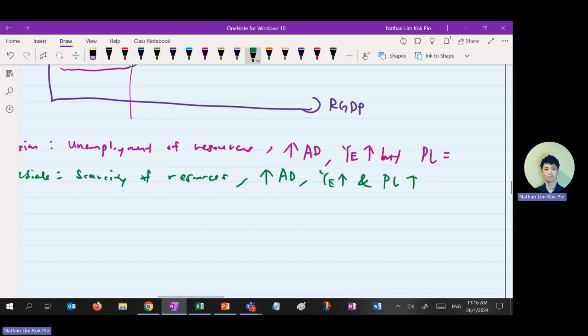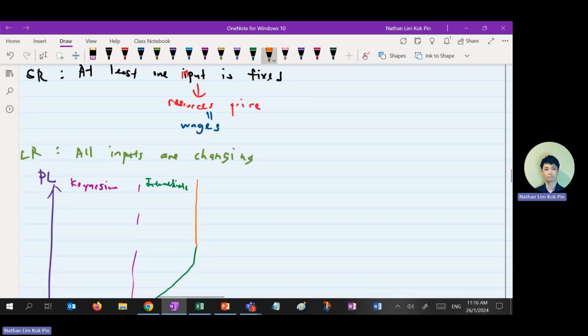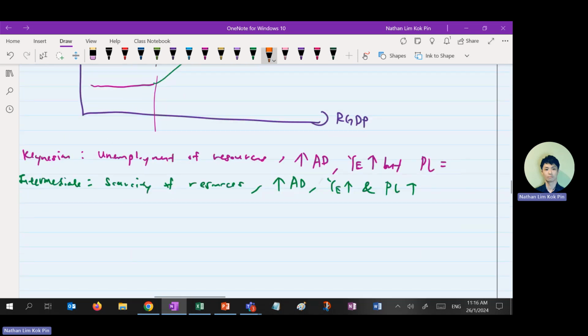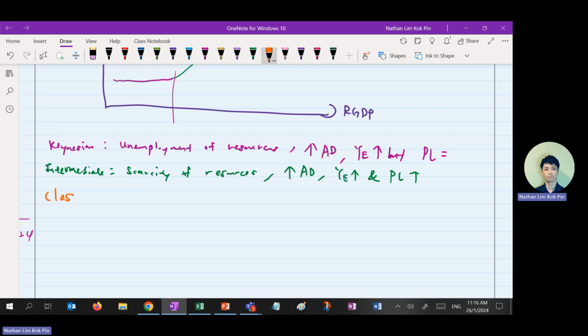Okay. Last one. I say not very good. Last one is what? Classical. Classical also is the worst one. Classical is what? Fully employed, or full employment of the resources. This is where if I increase AD further, YE remains the same, but price level increases.